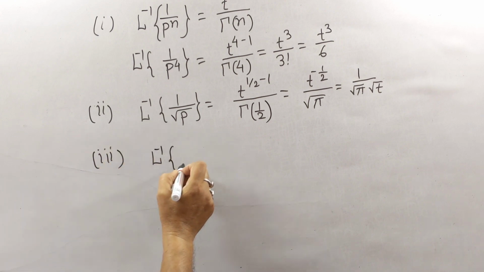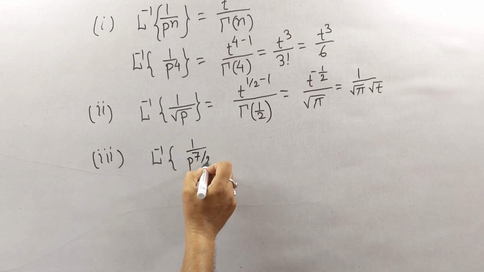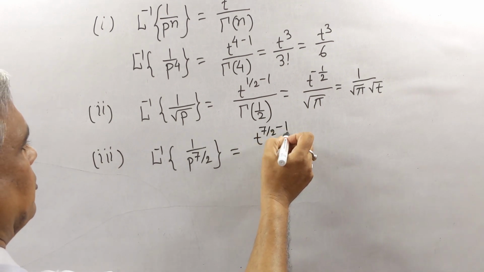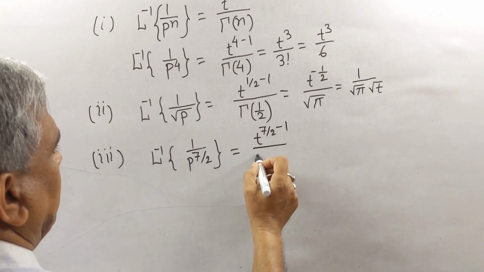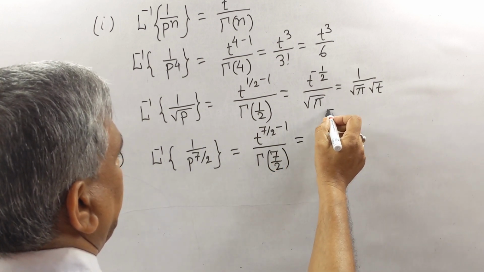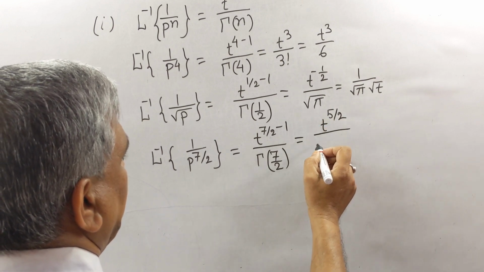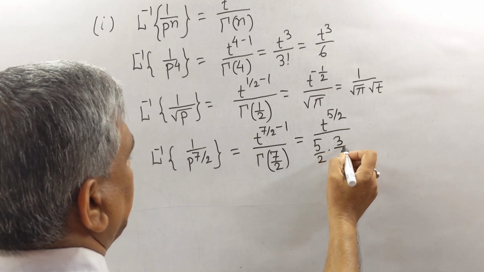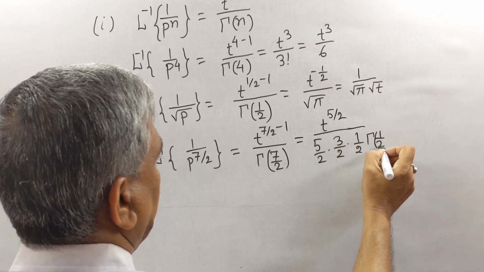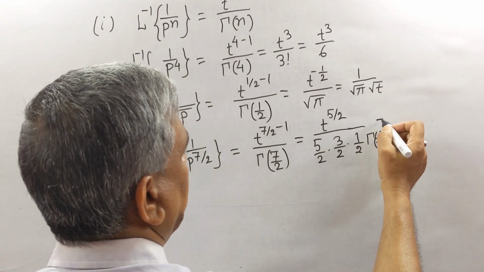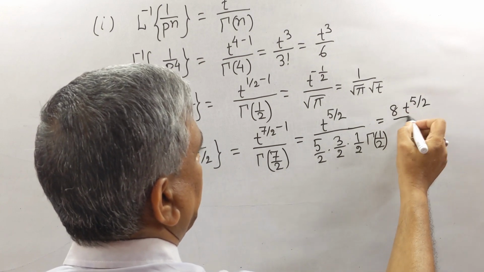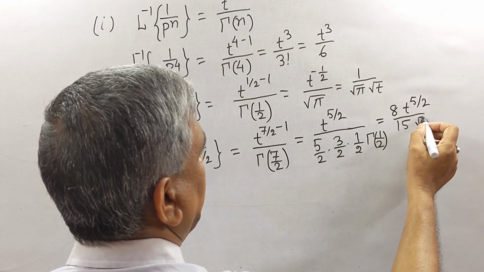L inverse of 1 by p to the power 7 by 2 is equal to t to the power 7 by 2 minus 1 by gamma 7 by 2, which equals t to the power 5 by 2 by 5 by 2 into 3 by 2 into half into gamma half, which equals 8 t to the power 5 by 2 by 15, where gamma half is square root pi.